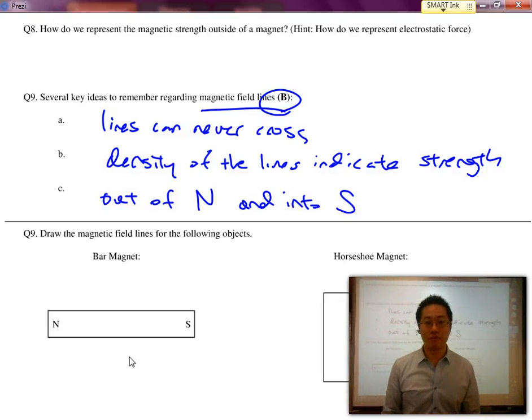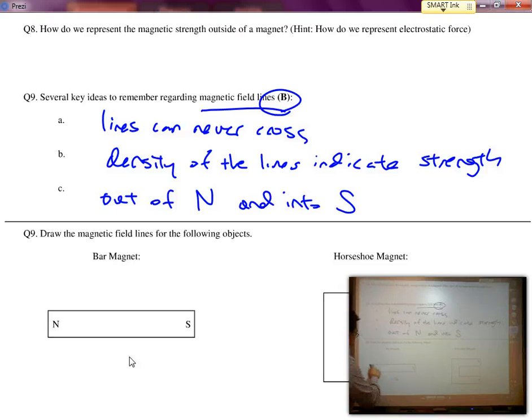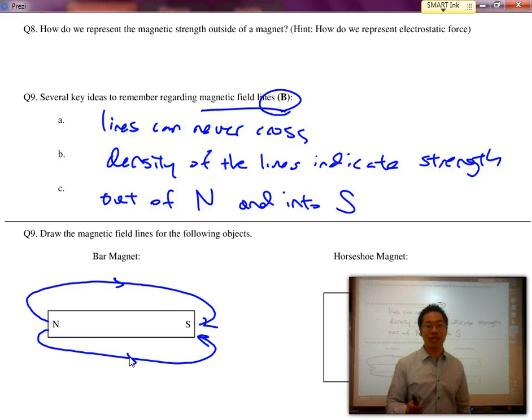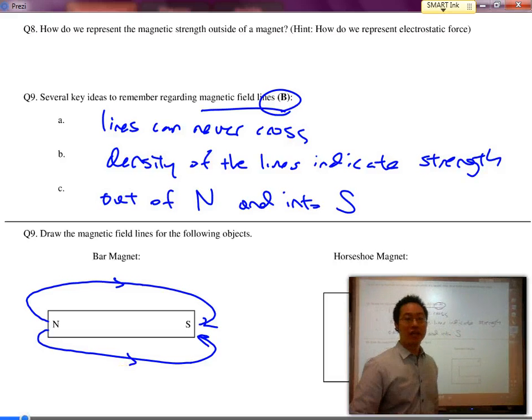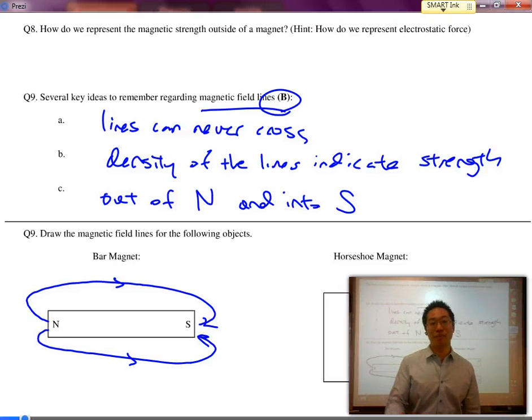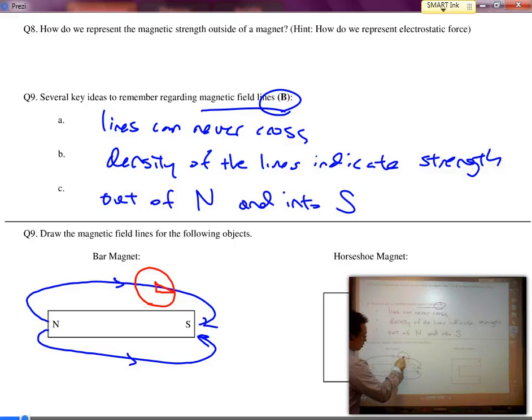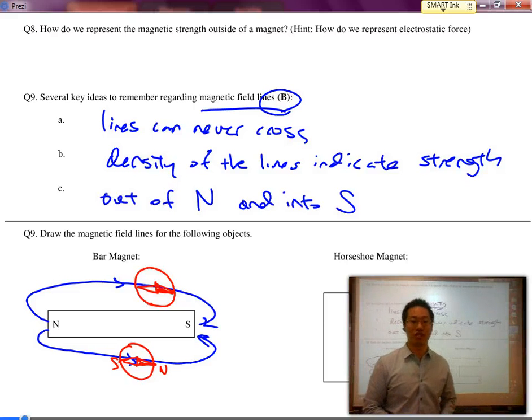So if you take a look at our bar magnet at the bottom over here, you could draw a magnetic field that goes out of north and into south. In fact, if you were to take a compass, now a compass itself is a magnet also. So if you were to place it anywhere along this magnetic field, you would see that it will point in a certain direction, because the north side of the compass gets attracted to the south pole of the magnet.